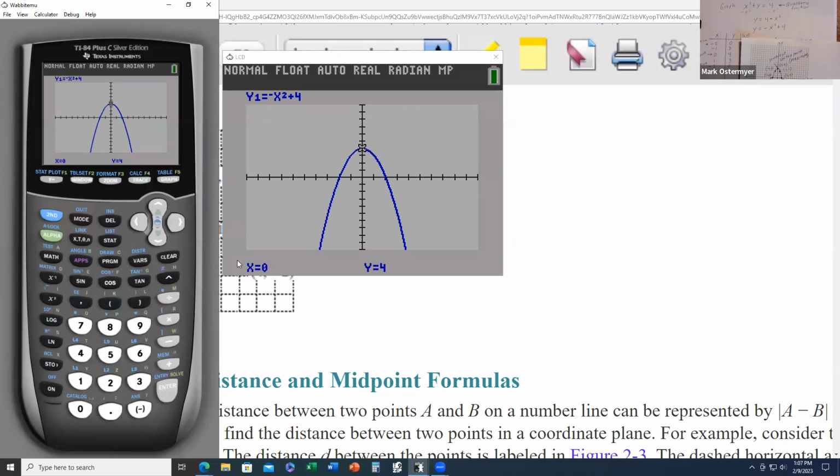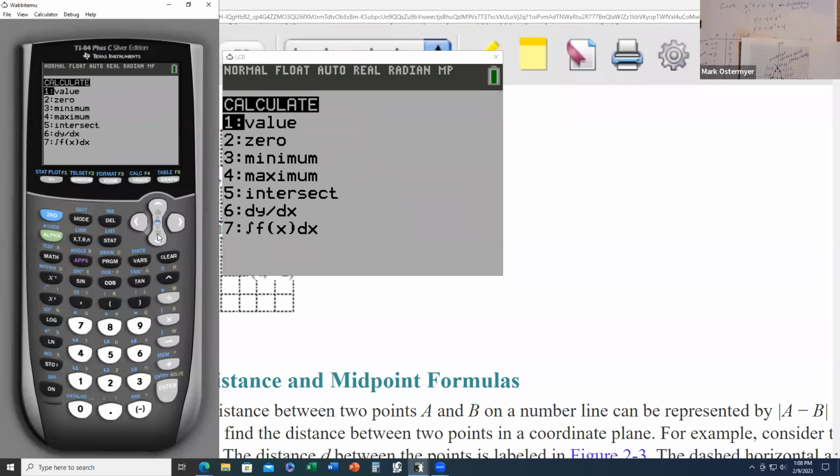All right, questions on that? Make sense? The value function and calculate to find the y-intercept. How would we find the x-intercepts? How many x-intercepts does this graph have? There's 2 of them. There's 2 points where this graph goes through the x-axis. To have our calculator find them, we go to calculate, second trace, and we go down to the 0 function.